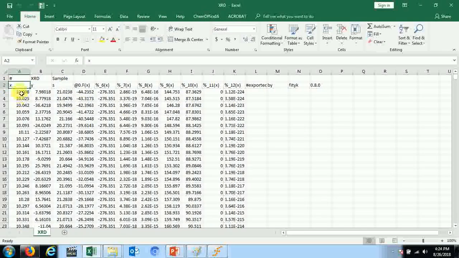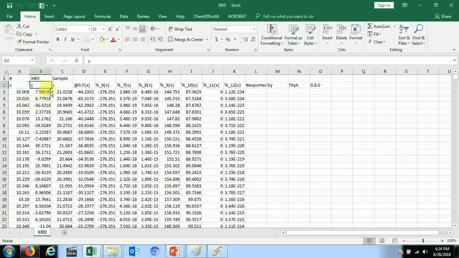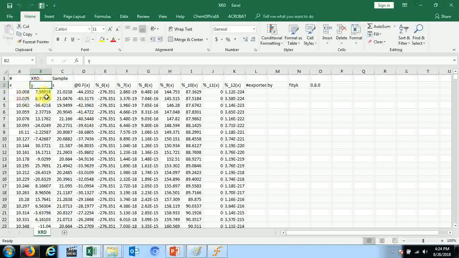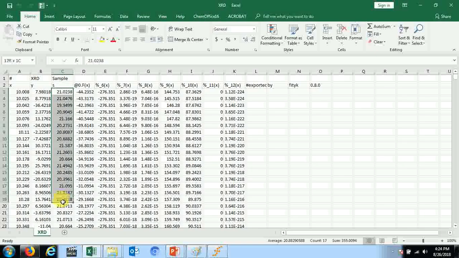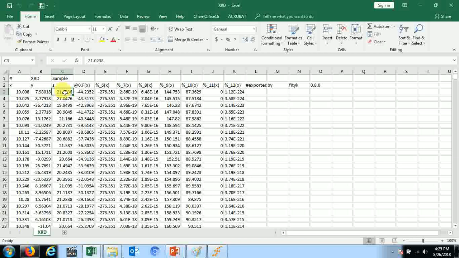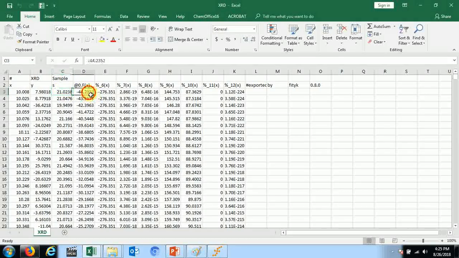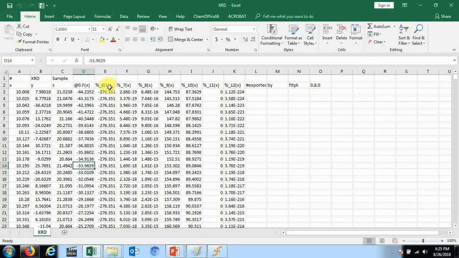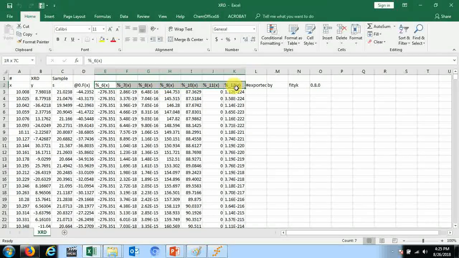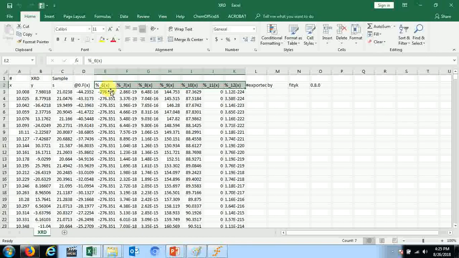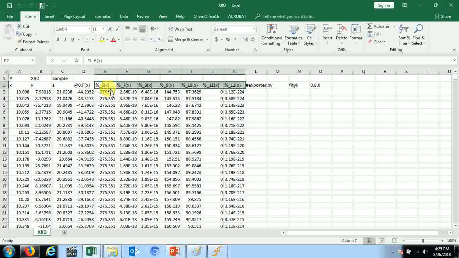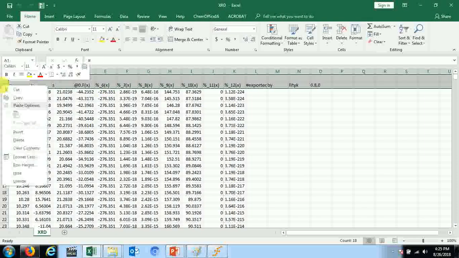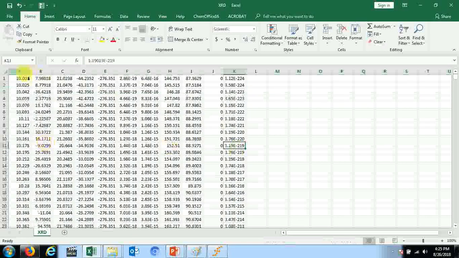X is the 2 theta values, Y is the fitted graph, S is the unfitted, the original graph without any baseline correction. This is the smoothened graph, and after that all those peaks will be for each and every crystalline as well as amorphous halo as individual deconvoluted peaks. So let me check.